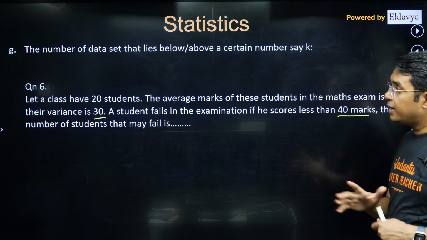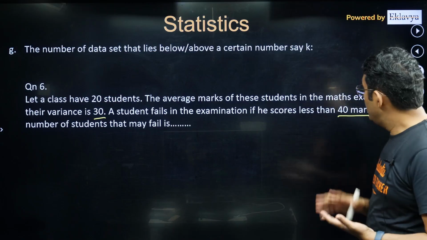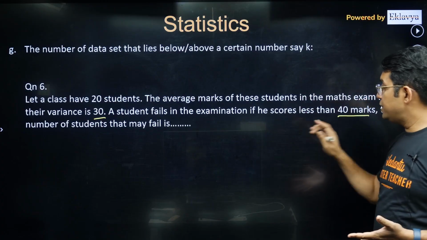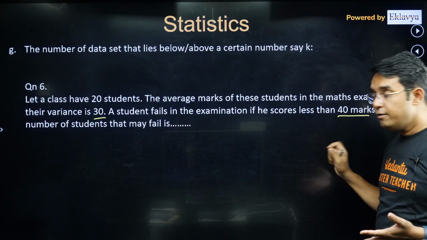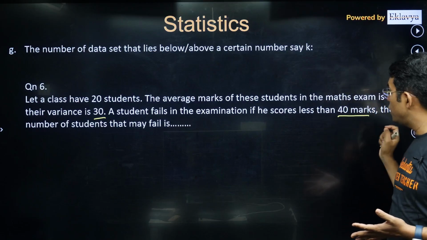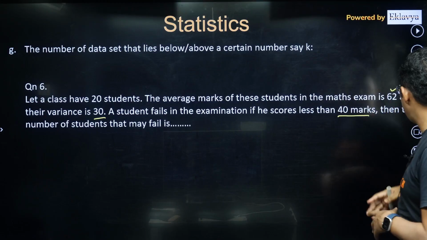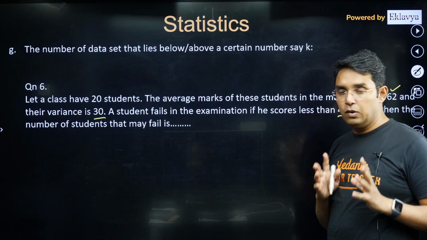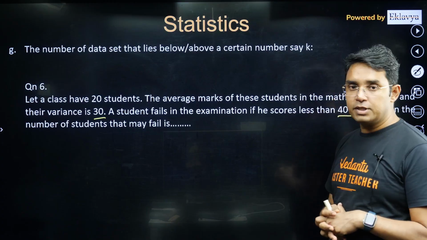Okay, so you are given the number of data points 20, you are given their average value, you are given their variance, okay, and you are given that a student will fail if the score is less than 40. Now we have to find the number of students that may fail. Now please understand how we can do such kind of question.